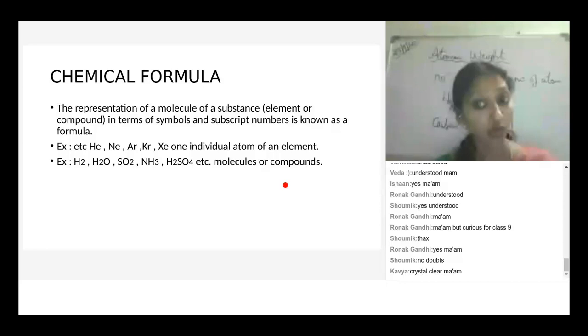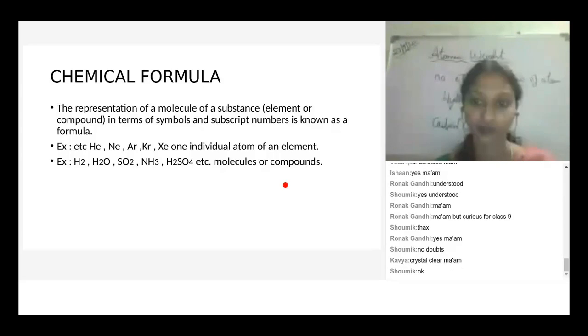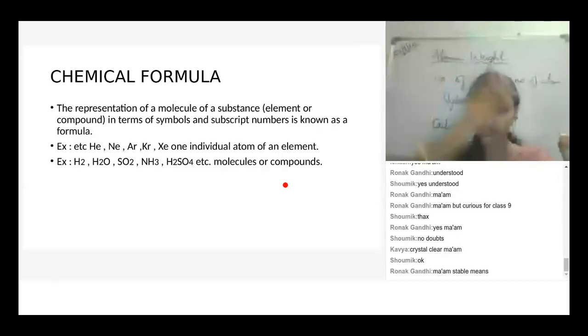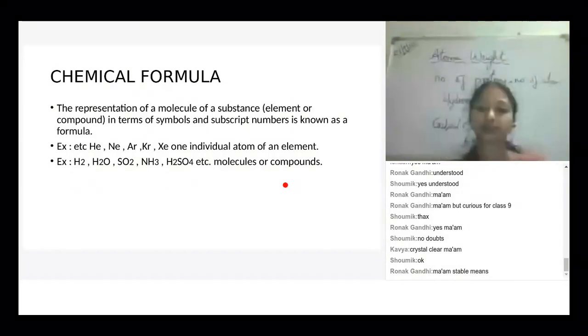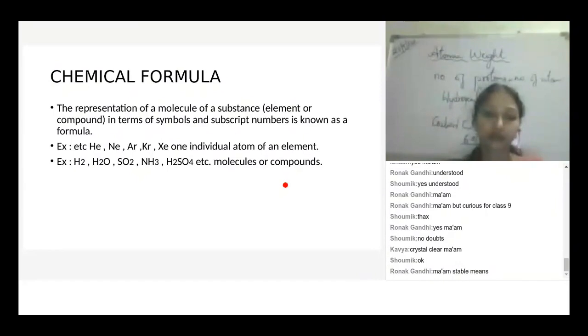In water, the formula of water is H2O. Does anybody forcefully go and combine two hydrogens and one oxygen? No, it's a natural phenomenon. Two hydrogen atoms combine with one oxygen atom to form water. Stable means they won't interact with other elements to form compounds.